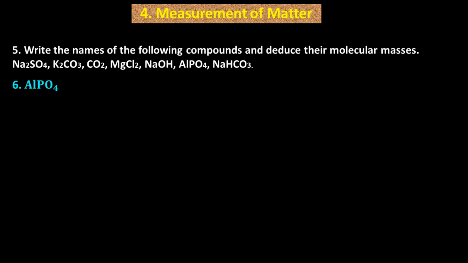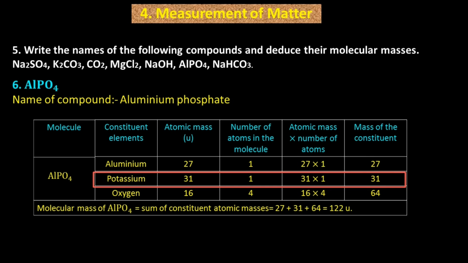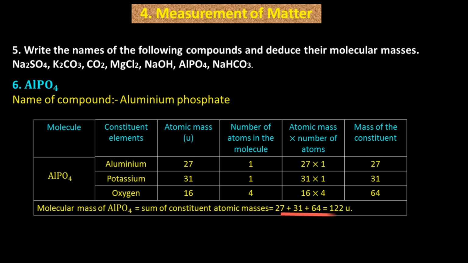Likewise, AlPO4. Name of the compound aluminium phosphate. Mass of the constituent aluminium is 27. Mass of phosphorus is 31. Mass of the constituent oxygen is 64. Molecular mass of AlPO4 is equal to sum of the constituent atomic masses, that is 27 plus 31 plus 64 is equal to 122 Dalton. Therefore, molecular mass of AlPO4 is 122 Dalton.